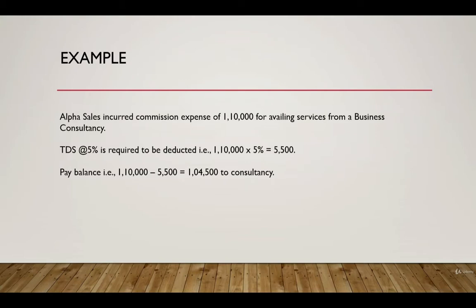In this transaction, the company Alpha Sales incurs a commission expense of rupees 1,10,000 for availing service from a business consultancy. For commission we deduct TDS at 5%, so we are required to pay 5,500 from the total payment amount to the government and pay the remaining balance of 1,04,500 to the consultancy. So how do we record this entry in Tally?